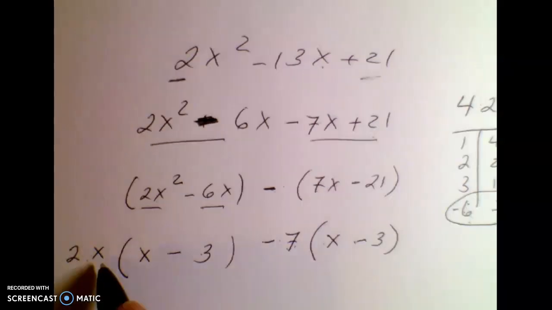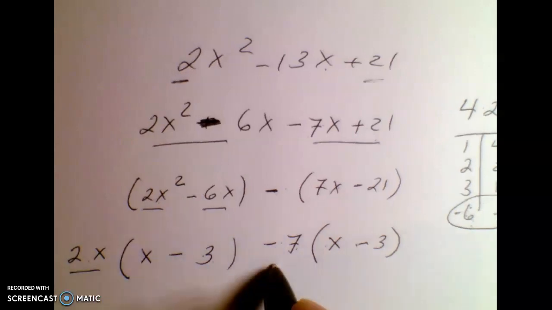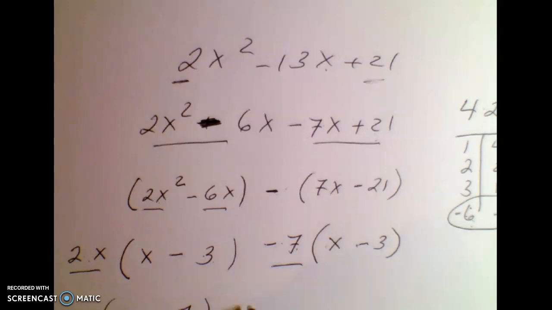And now I'm going to regroup. So I have my 2x here. I have minus 7 there. So I have 2x minus 7. And over here, I have x minus 3. And I'm done. Oops.